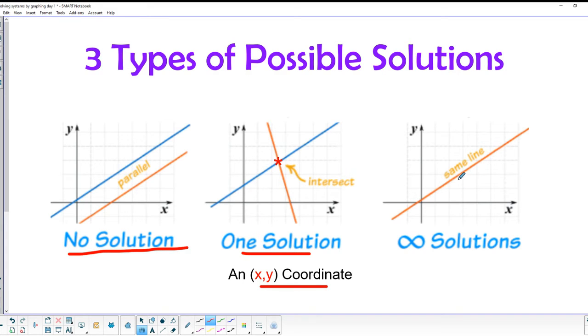Once in a while, we find out that when we graph two lines, we actually had the same two equations. They may have been written a little differently, so you couldn't quite tell they were the same. But once you graph them, you find out that they are the same line. And so if you have that case, you get an infinite number of solutions because they touch everywhere.